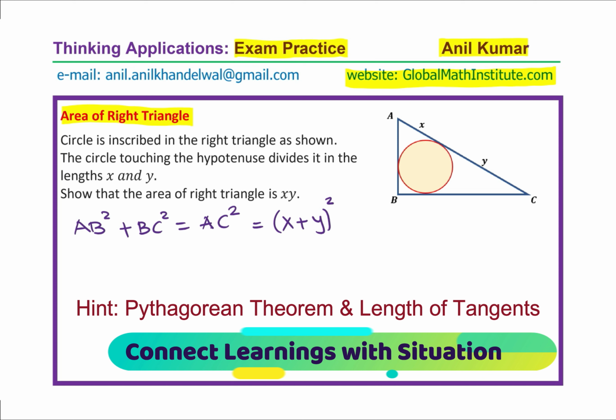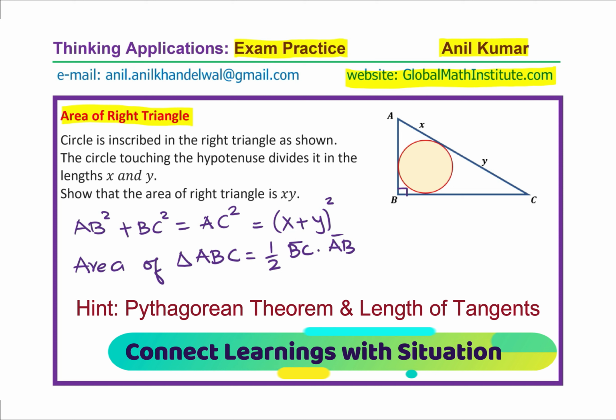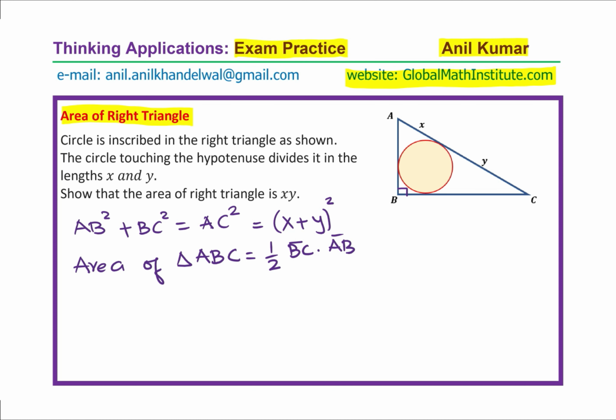As far as the area is concerned, we know what the area of a triangle is. So the area of triangle ABC can be written as half of base, which is BC, times height, which is AB, since the triangle given to us is a right angle triangle. So we have base and height. Perfect. How do we relate AB, BC with x and y? That is the critical part.